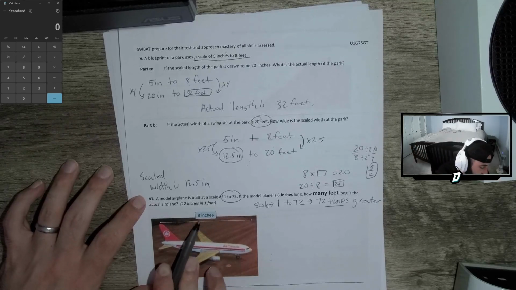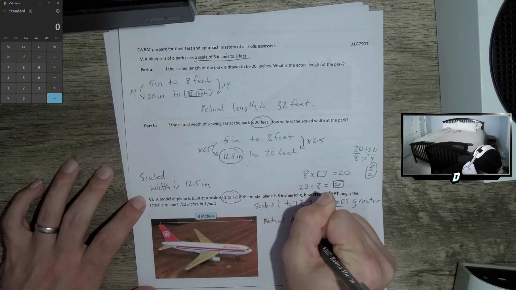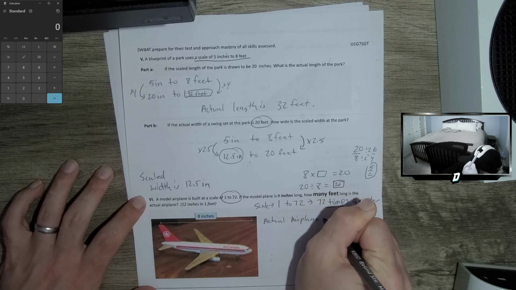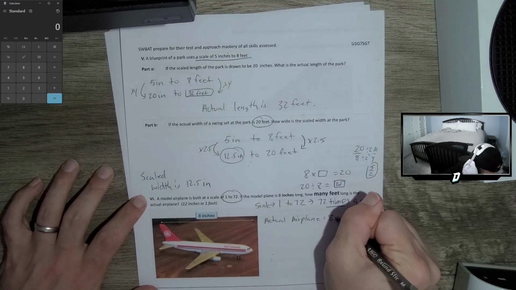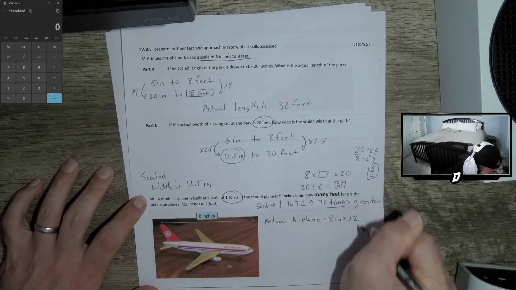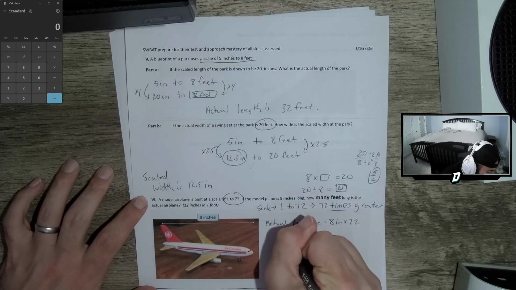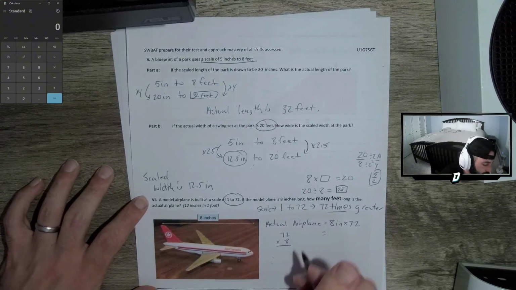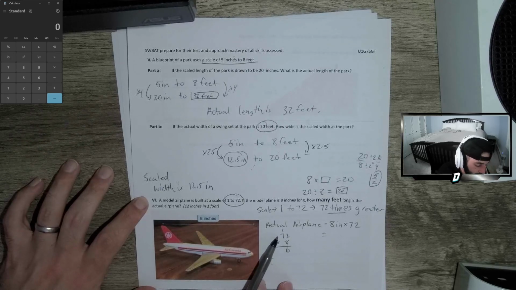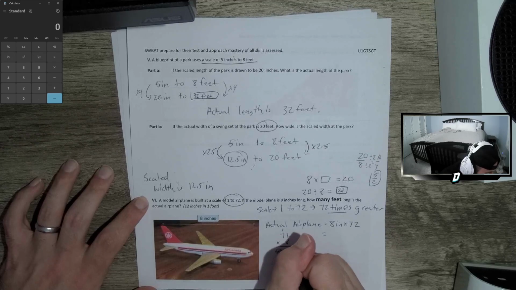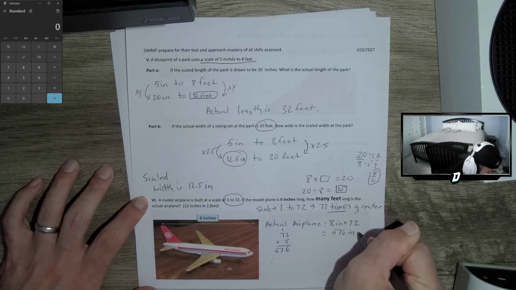So here I have 8 inches is our model airplane. So the actual airplane is going to be 72 times greater. So I do 8 inches times 72. And maybe I do this on the side here. 8 times 2 is 16. Regroup my 1. 8 times 7 is 56. 56 plus 1 is 57. So this means I end up getting 576 inches.